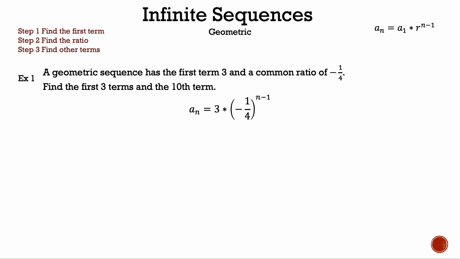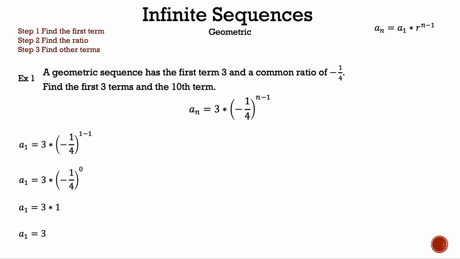Now, let's find a sub 1, or the first term. We have a sub 1 is equal to 3 times negative 1/4 raised to the power of 1 minus 1. And 1 minus 1 is 0, and anything raised to the power of 0 is 1, and 3 times 1 is 3. So a sub 1 is 3.